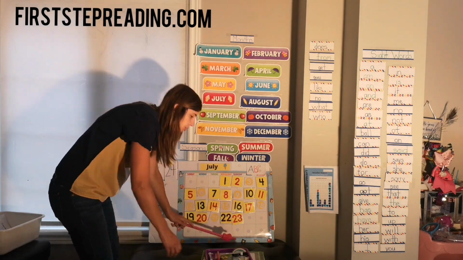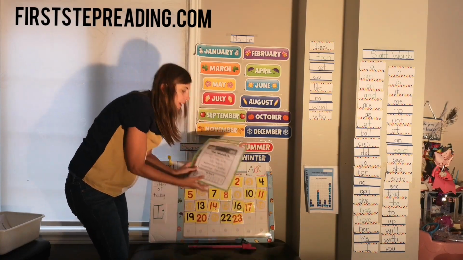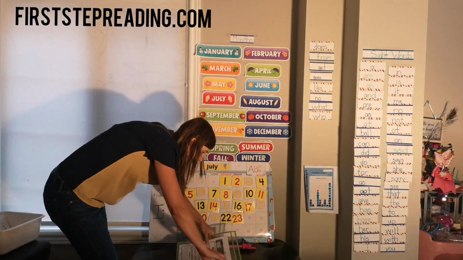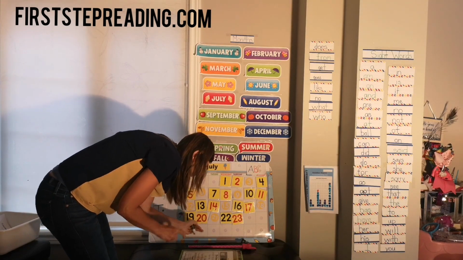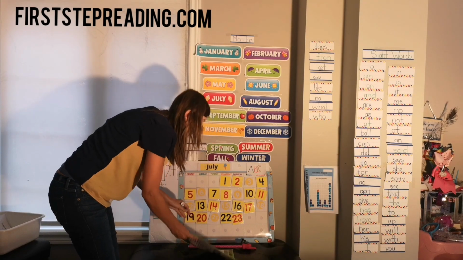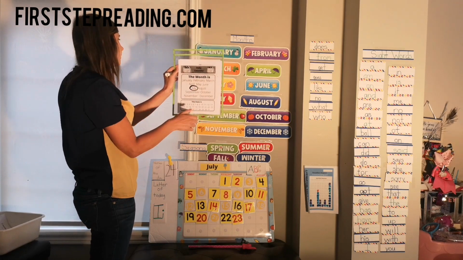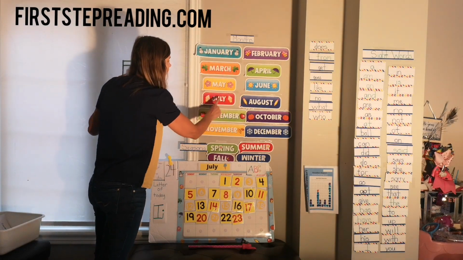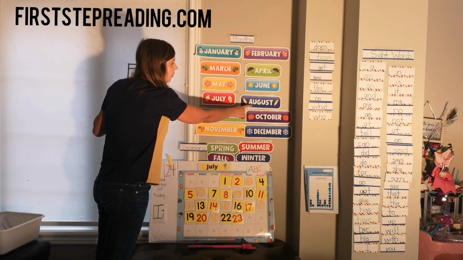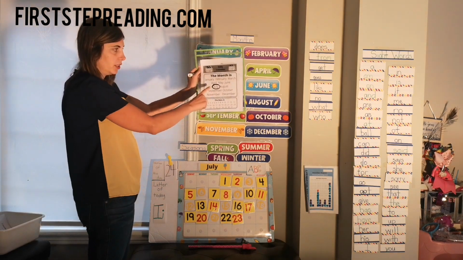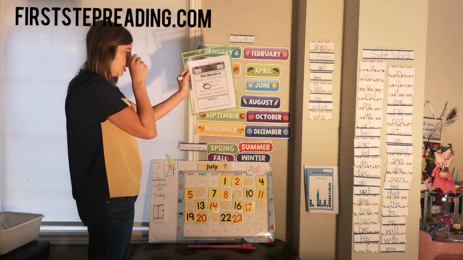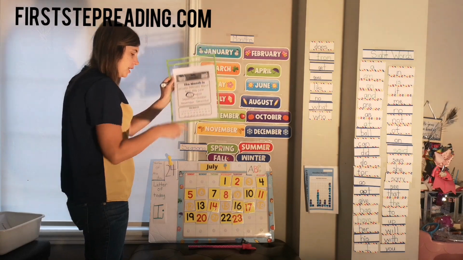We're talking about July. So if you have this paper, you circle July. See? July comes after June and before August. July. Now let's figure out the date.